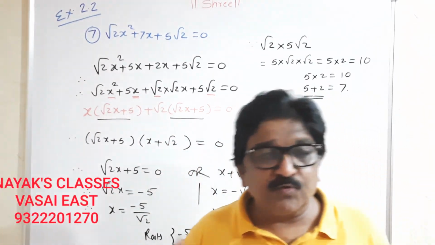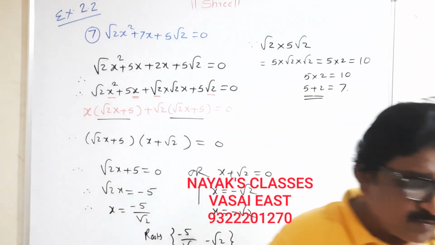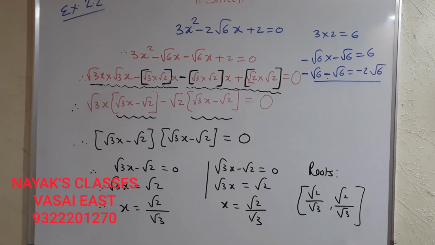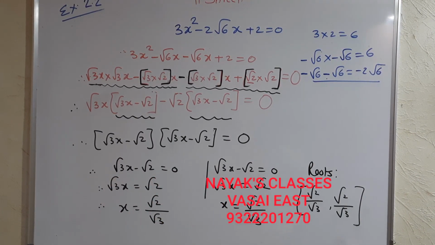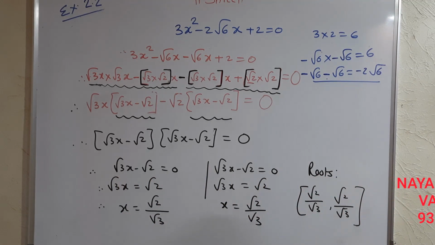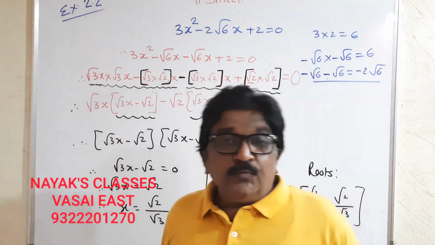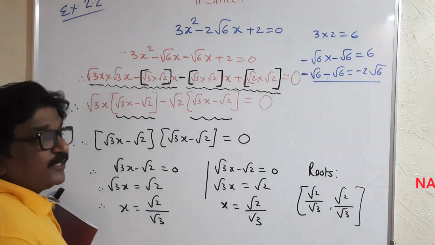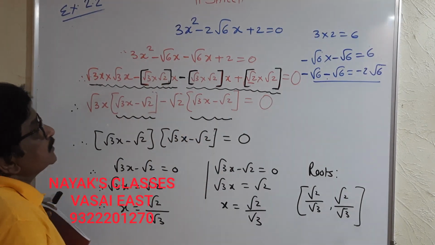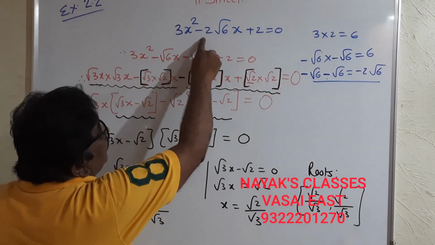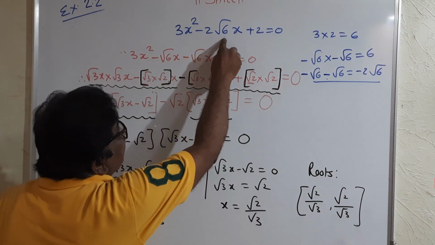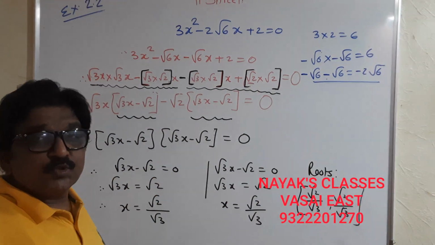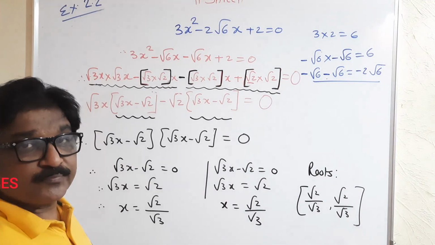8th example is also having root signs. Let us see the 8th one. We are in the 8th example of exercise 2.2. One more example with root signs. 3x square minus 2 root 6x plus 2.